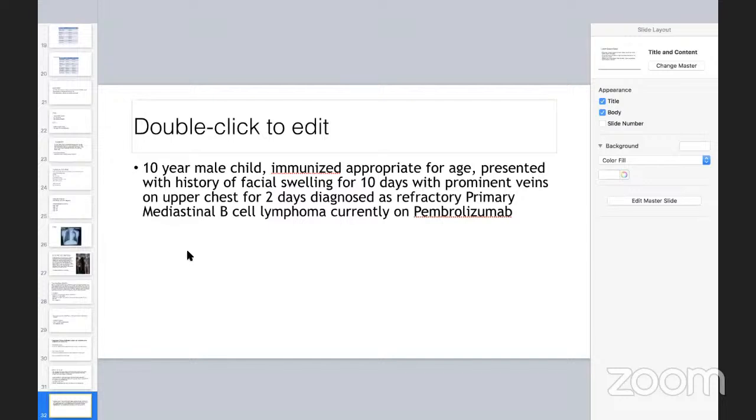So here we have a 10-year-old male child, immunized appropriate for age, presented with history of facial swelling for 10 days with prominent veins on upper chest for 2 days, diagnosed as refractory primary mediastinal B-cell lymphoma, currently on pembrolizumab.